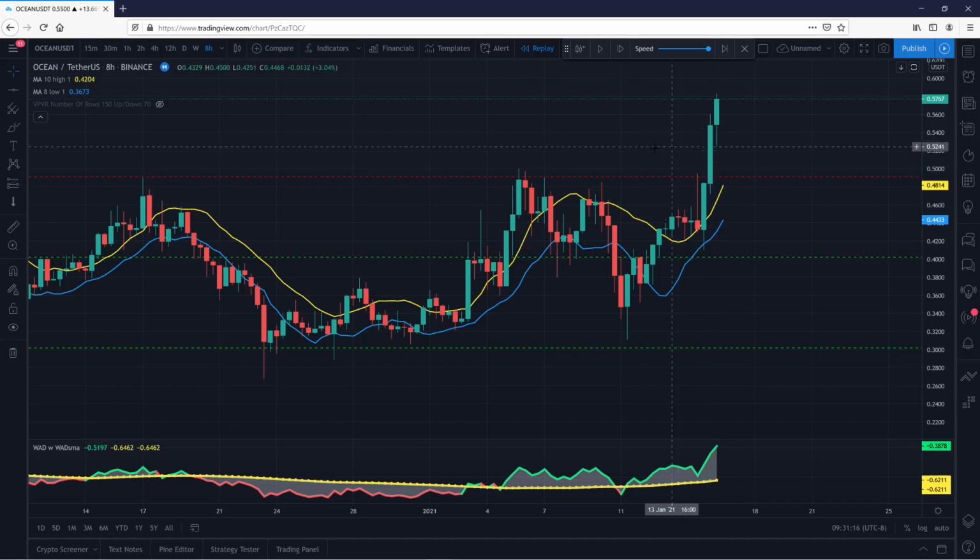But anyways, that is how I would set up a swing trade, and I'll do a couple more so you can see how it goes, but that's the basics.